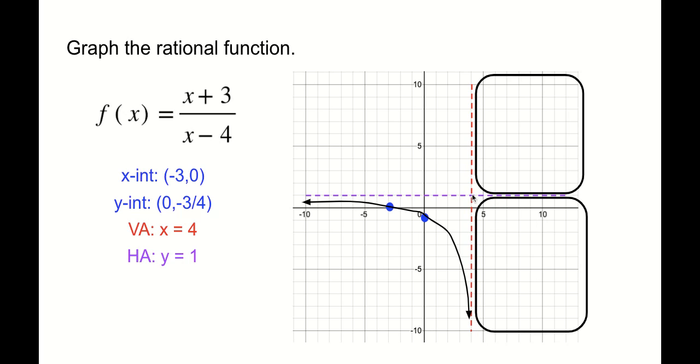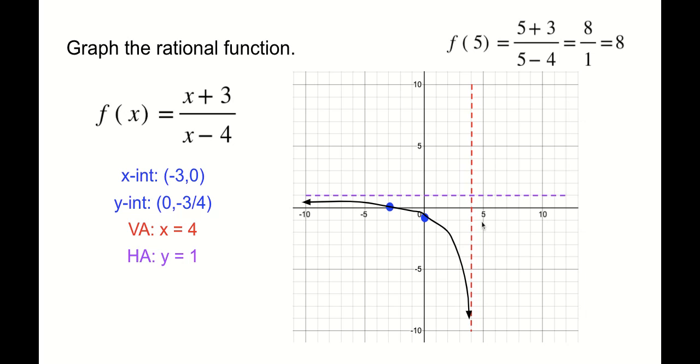So I always choose the one that's just right next to the vertical asymptote. So I'm going to plug in 5. If we evaluated 5, you'll get 5, and then it'll come out to 8. That means that this function has a point at (5, 8). So it has this point.